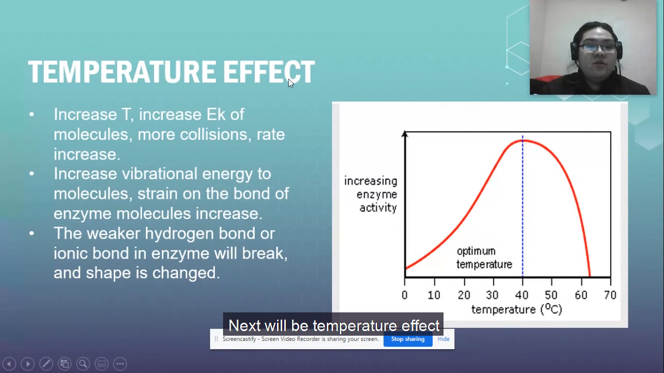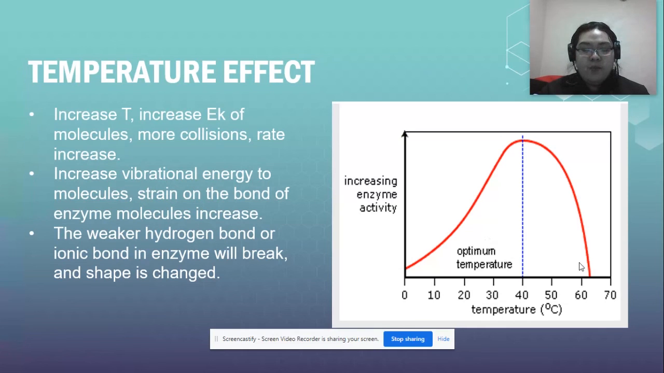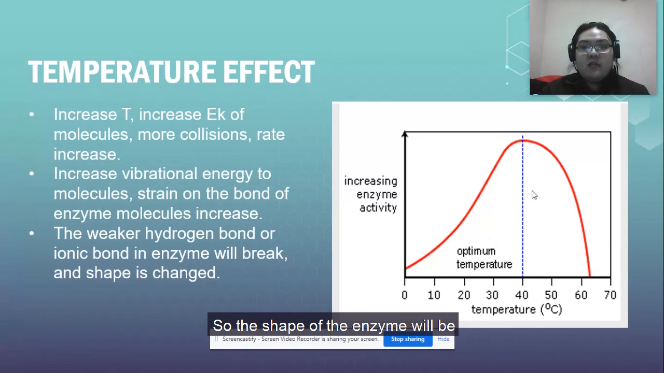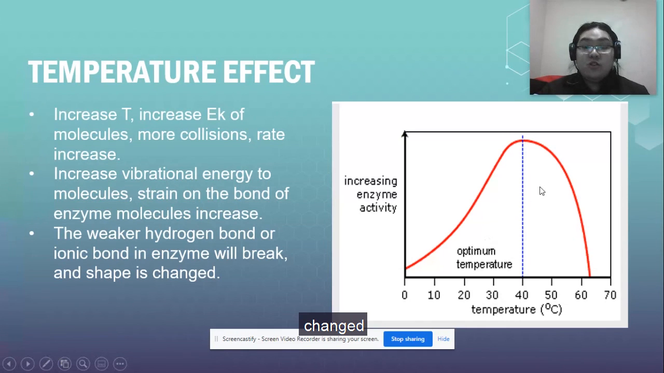Next will be the temperature effect. Same with the pH effect, different enzymes have different optimum temperature. Above the optimum temperature, it will increase the strength to the bond, resulting in broken bonds in the enzyme. So the shape of the enzyme will be changed.